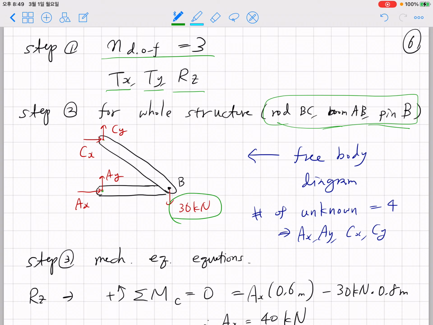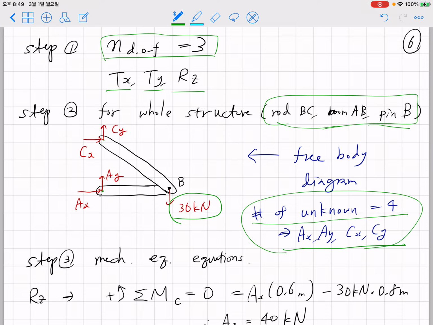We know that there might be force along the x-axis and force along the y-axis, but we don't know how much force there is. So in total we have 4 unknown forces: Ax, Ay, Cx, Cy. The number of unknowns is 4. If you compare the number of degrees of freedom and the number of unknowns, we find that there are more unknowns than degrees of freedom.